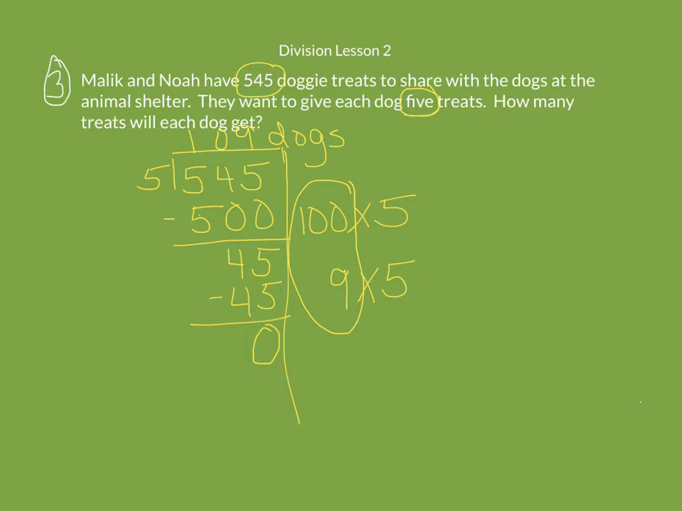Let's check our work though. We know we have 109 dogs and each dog is getting 5. So we multiply 5 times 109. 5 times 9 is 45. And 5 times 100 is 500. So yeah, that checks out. Good. Excellent work. Let's move on to problem number 4.